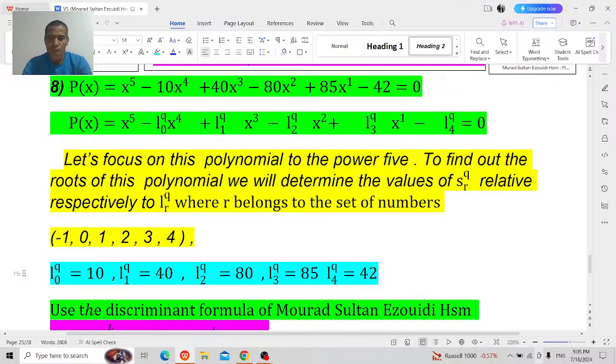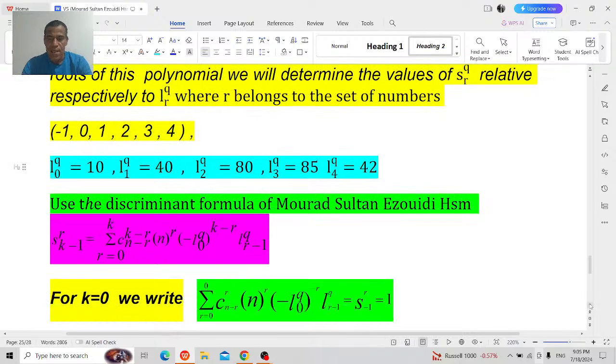Here, learners, you are going to use the discriminant formula of Mourad Sultan Ezouidi. This formula gives you a new polynomial to the power 5, and after that you are going to find the x roots of this new polynomial. As a conclusion, you are going to add these x roots to L0 of odq and then divide by 5. It's clear.